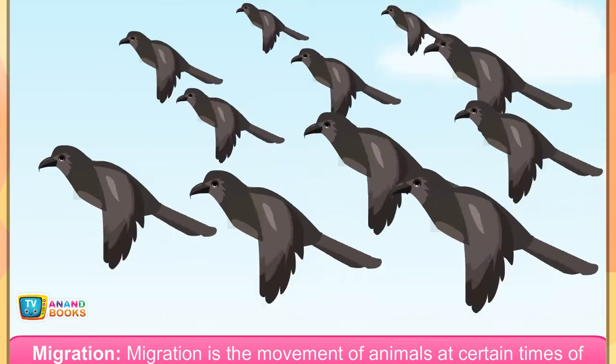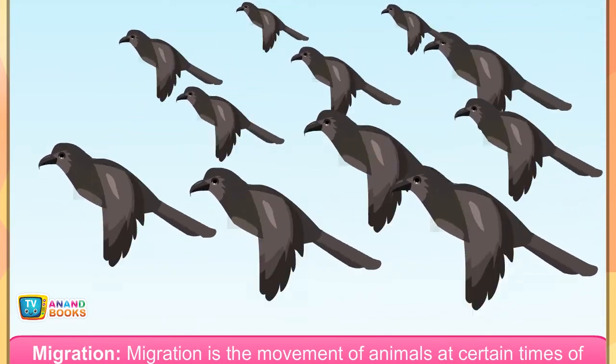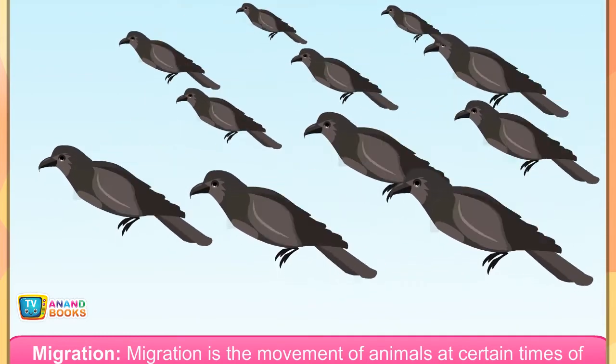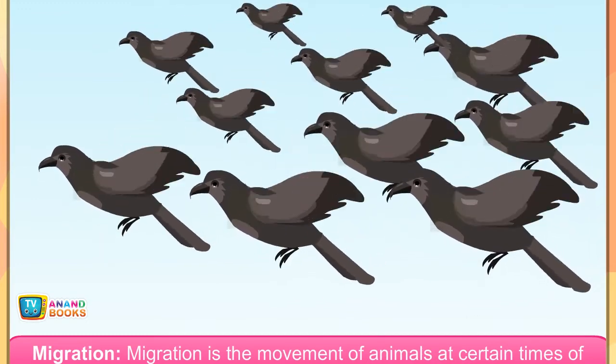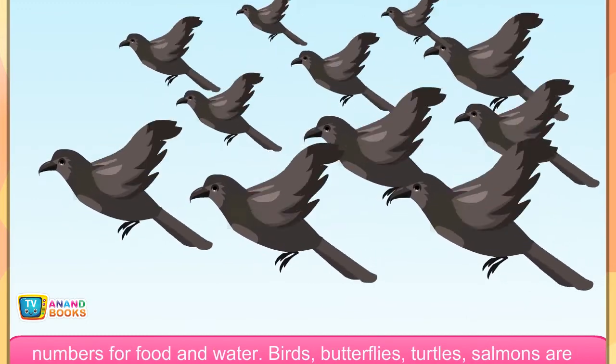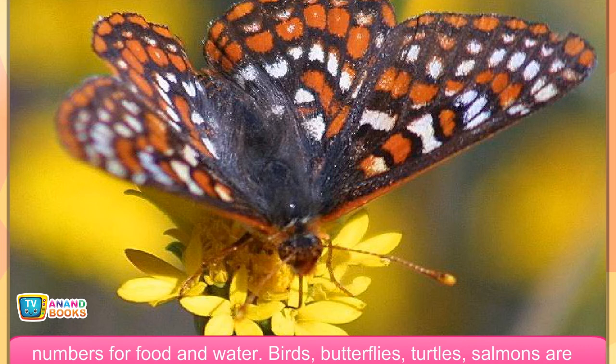Migration is the movement of animals at certain times of year or during a phase of their life cycle. They move in huge numbers for food and water. Birds, butterflies, turtles, salmons are some migratory animals.